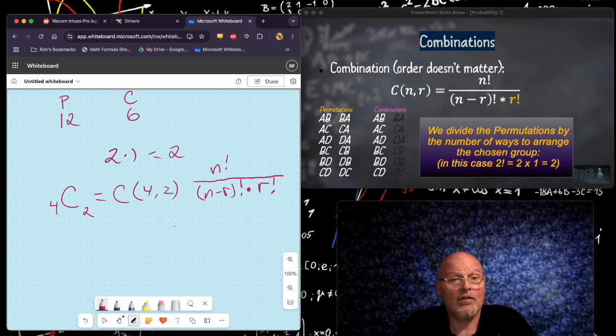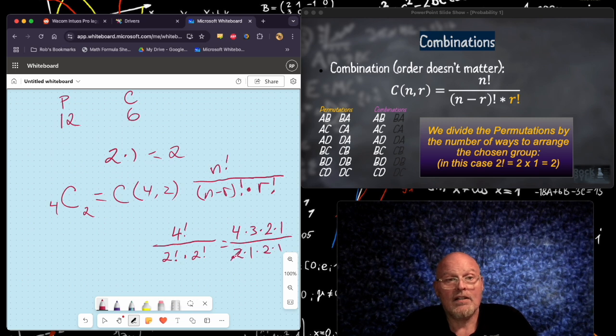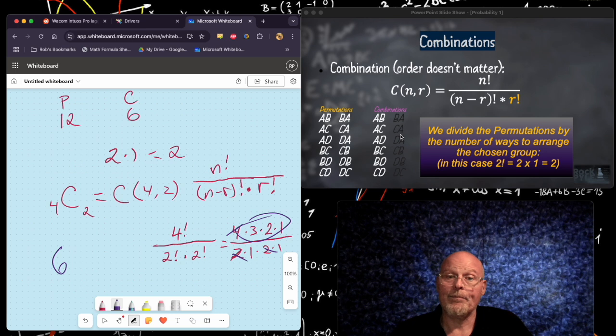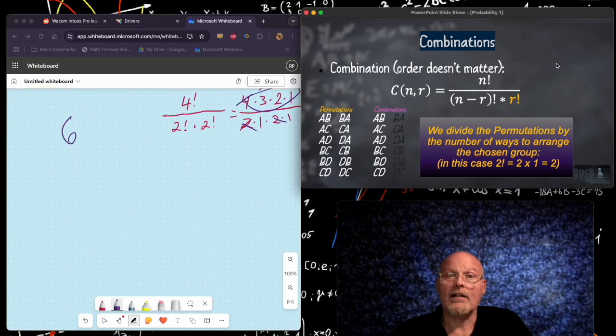So using this example, we're going to do 4 factorial over 4 minus 2 factorial, times 2 factorial. So this ends up being 4 times 3 times 2 times 1 on the top, and then 2 times 1 and 2 times 1. So I'm going to get rid of both of those with the 4, and I'm going to end up with 6 combinations, which is the same thing we did.